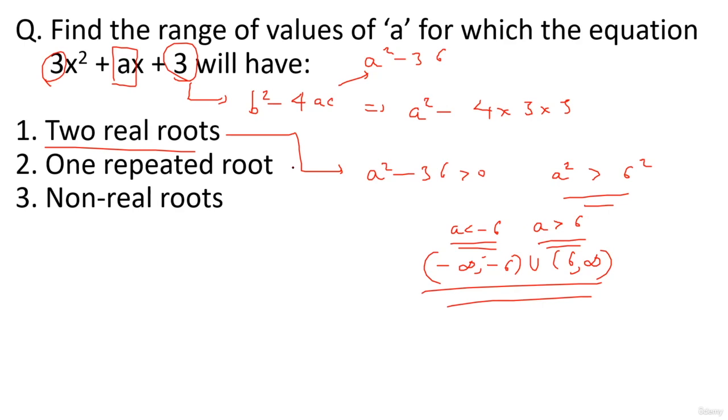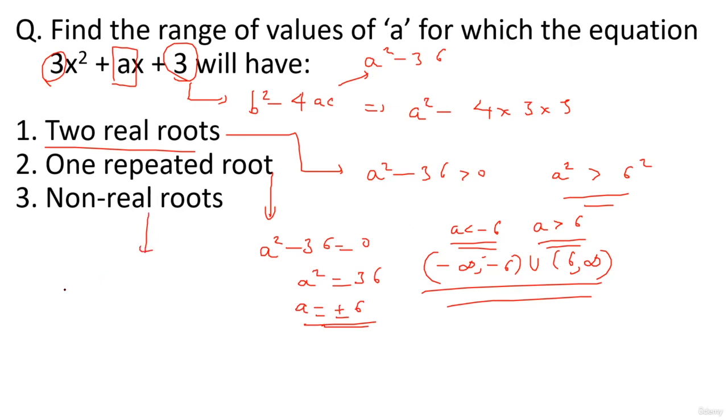One repeated root. Roots are repeated when the discriminant is equal to 0. So a² should be equal to 36, or a should be equal to plus or minus 6. That is the answer to the second question.